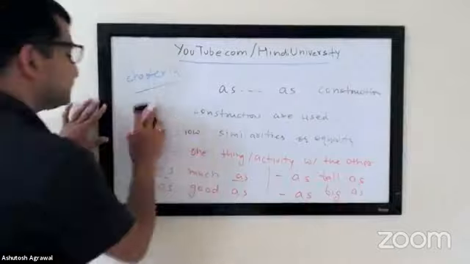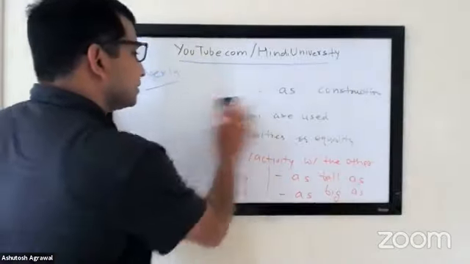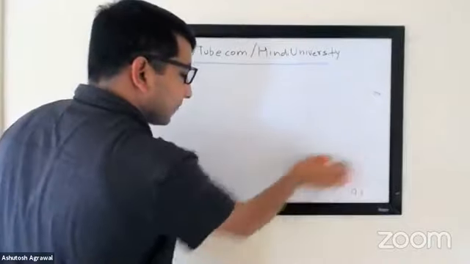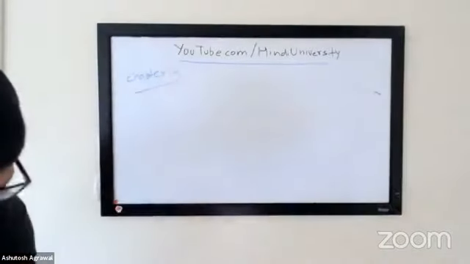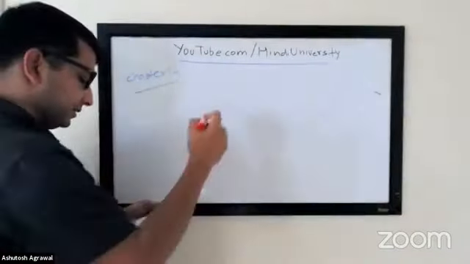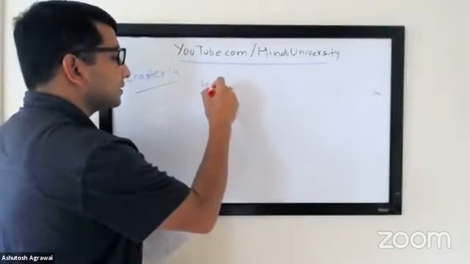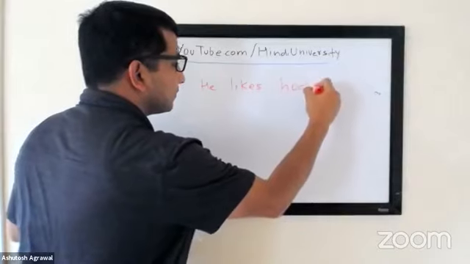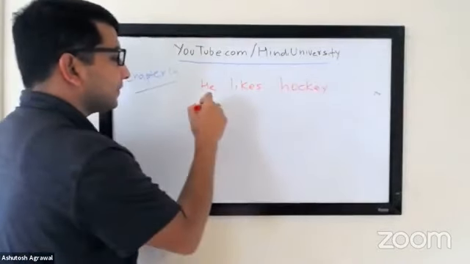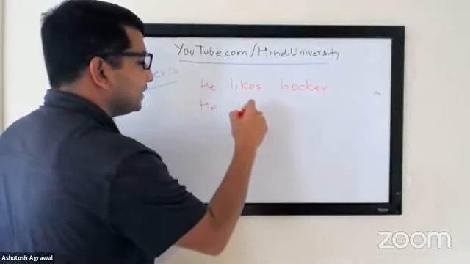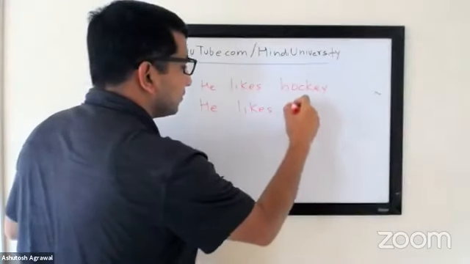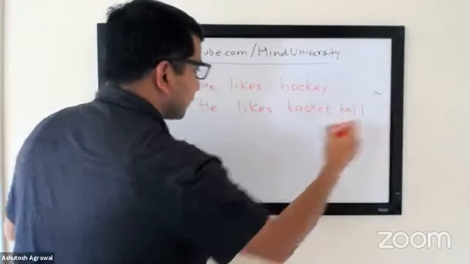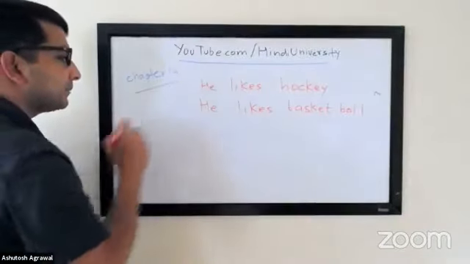Okay, imagine you have a simple sentence. A simple sentence is something like "he likes hockey." Another one would be "he likes basketball." Okay, how do you say them in Hindi?